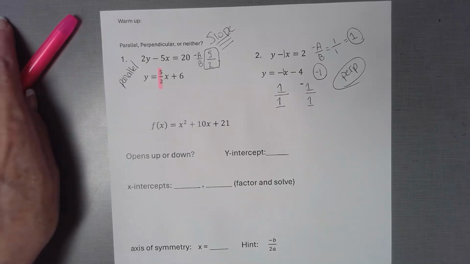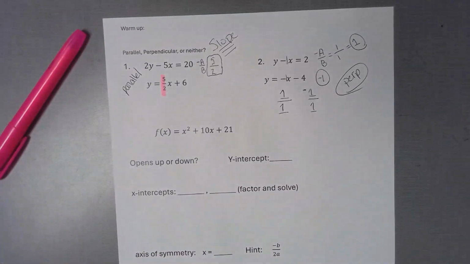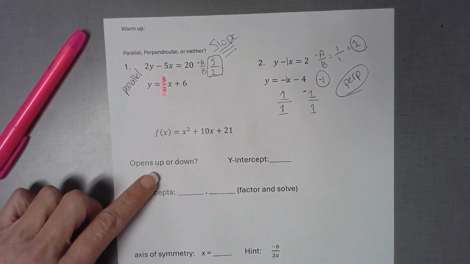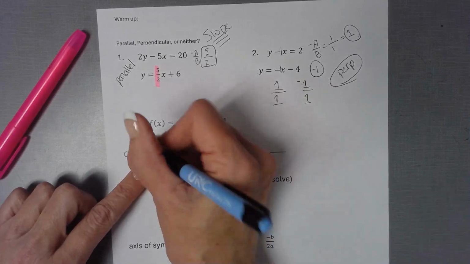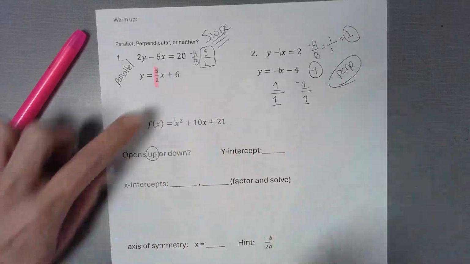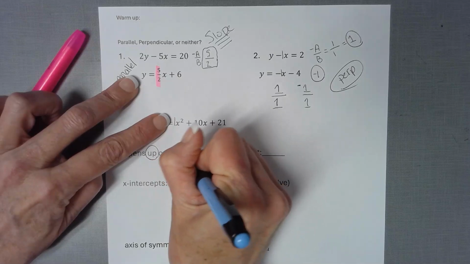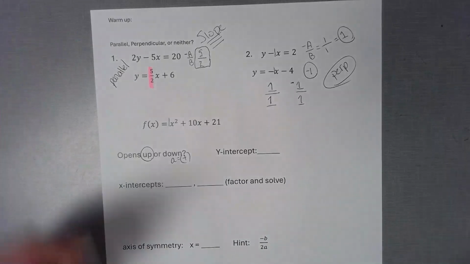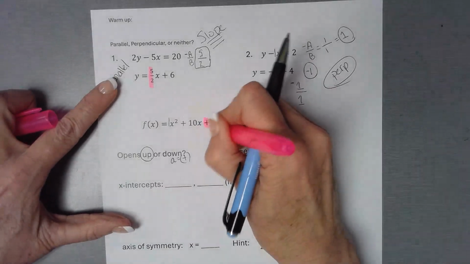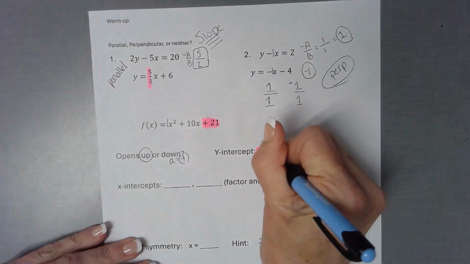All right, practicing finding parts of a quadratic graph without having Desmos. So, does this open up or down? Up. The reason why is the coefficient on the x squared, that's called a, it's positive, so it opens up. What's the y-intercept? 21. Y-intercept is this c, it's 21.